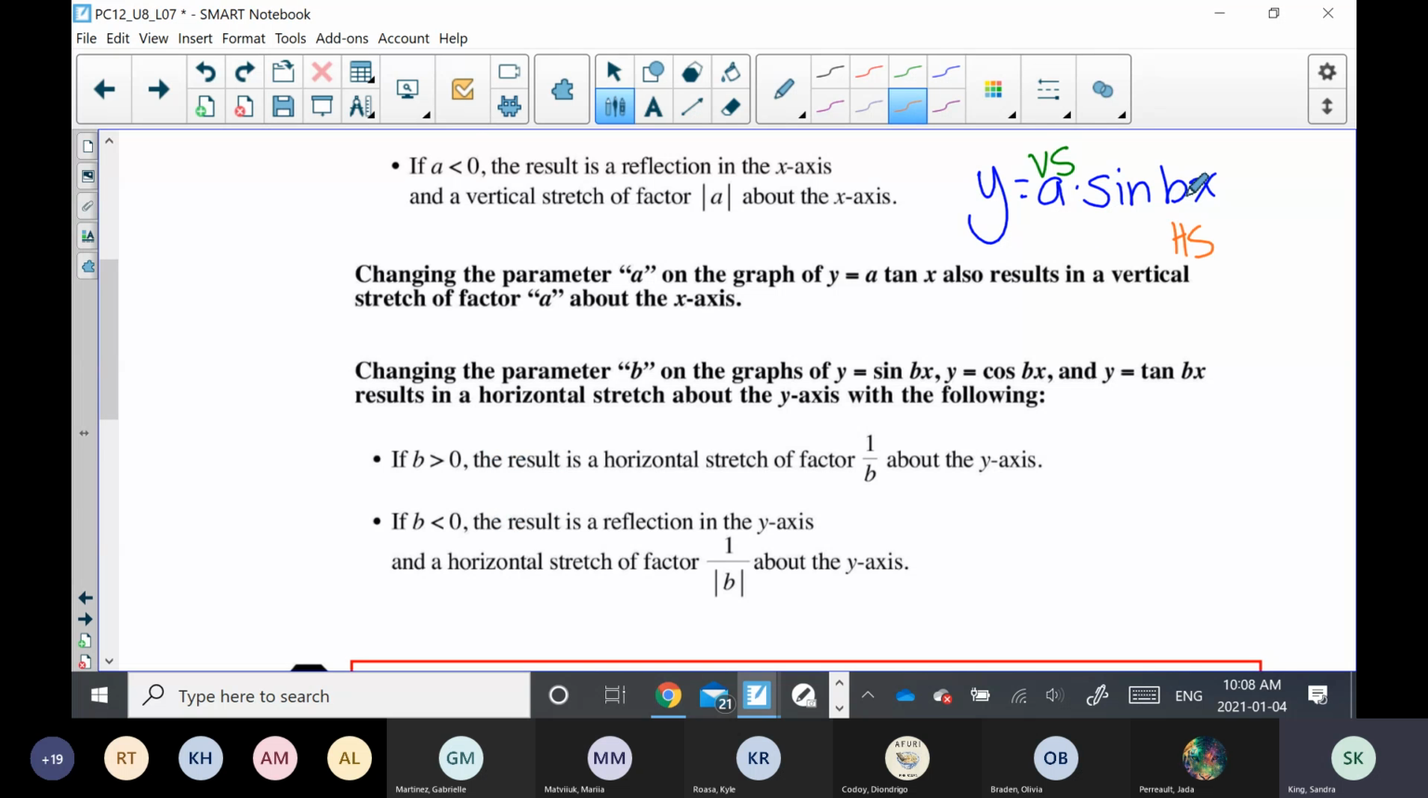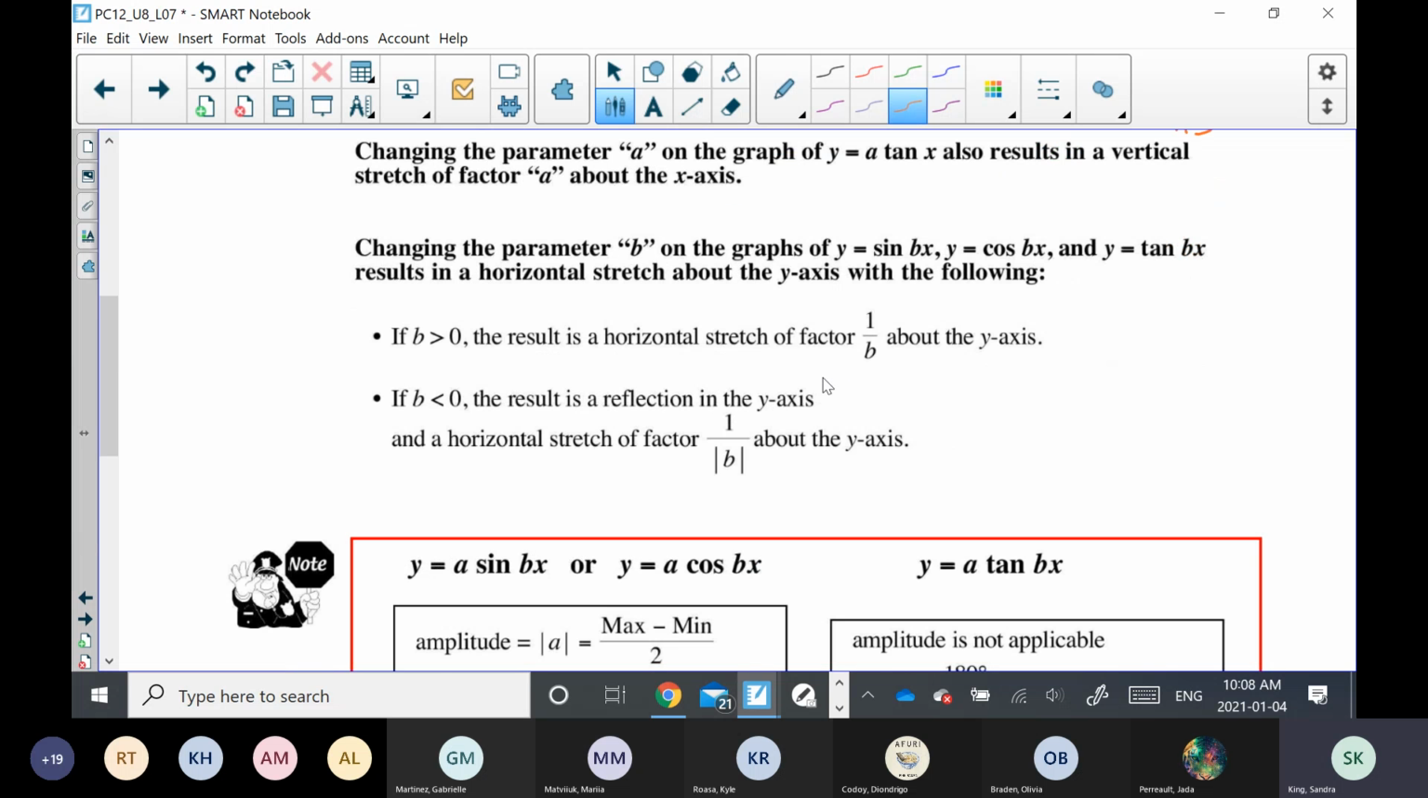So your B value is a horizontal stretch, it says. Remember, if B is 5, the stretch factor is 1/5. And then here it's saying if it's less than 0. So if it was -5, it'd be a horizontal stretch by a factor of 1/5. And the negative just means it's a reflection, a horizontal reflection. Okay, so all of this, nothing is new here.